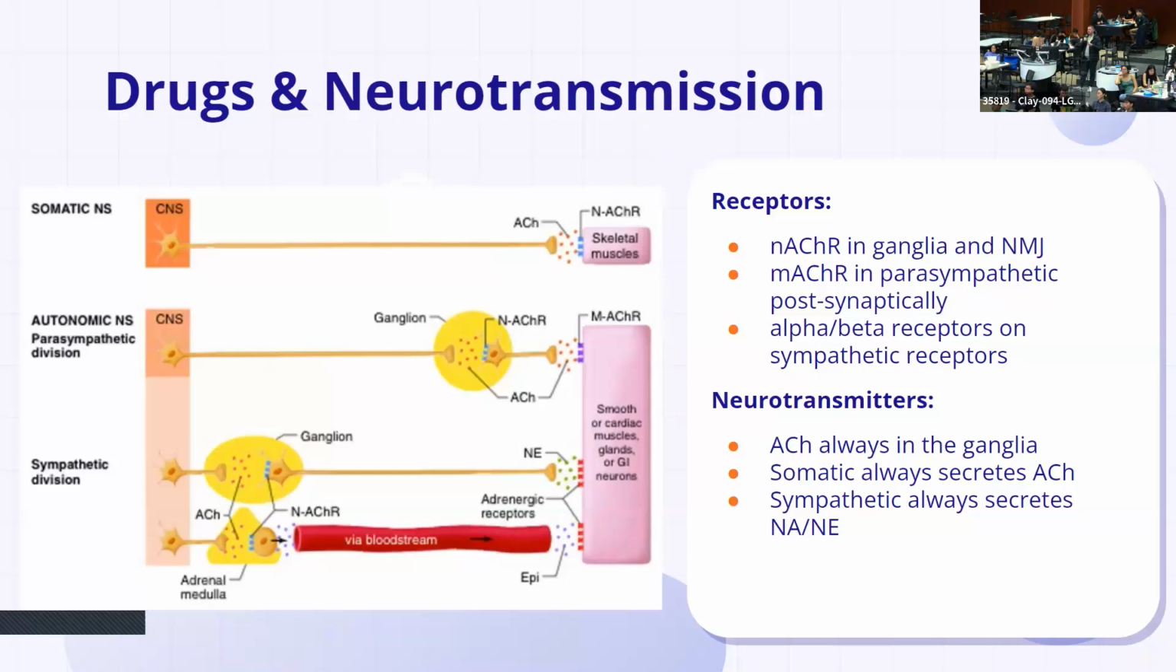And in terms of our parasympathetic division, we've got muscarinic, and they're acting on muscarinic acetylcholine receptors. So muscarinic is our involuntary muscle, that's our smooth muscle. In terms of the sympathetic division, we have our norepinephrine or noradrenaline, whatever you want to call it, and that is going to act on our adrenergic receptors. And our adrenergic receptors are our alpha and our beta receptors.